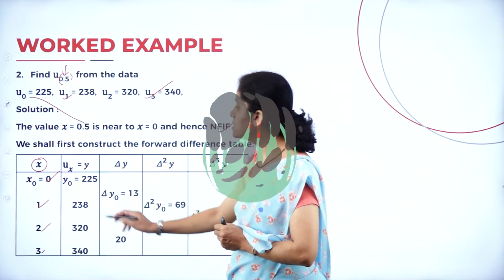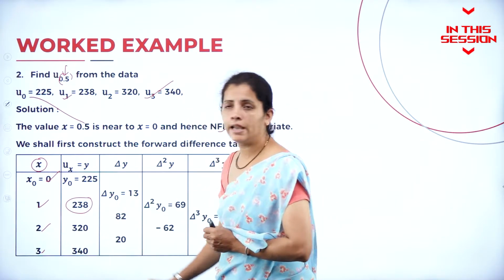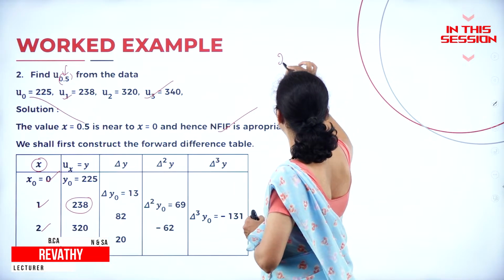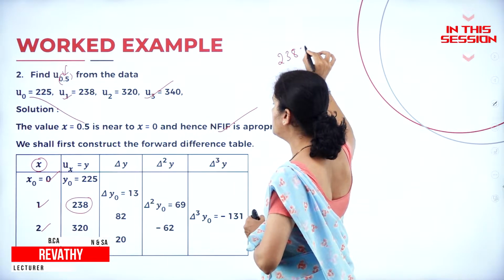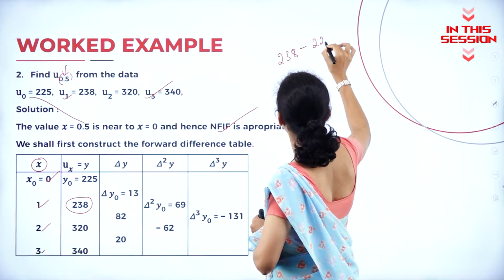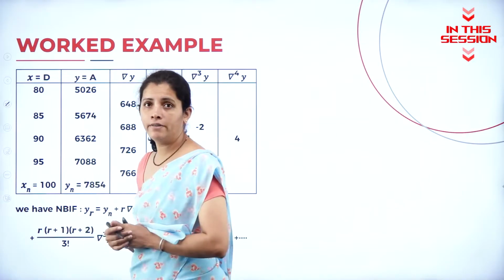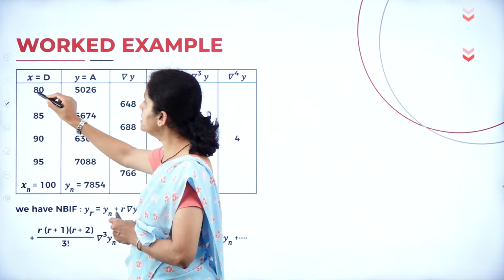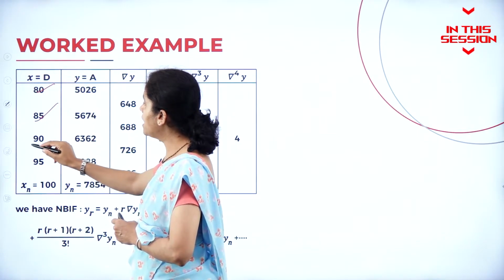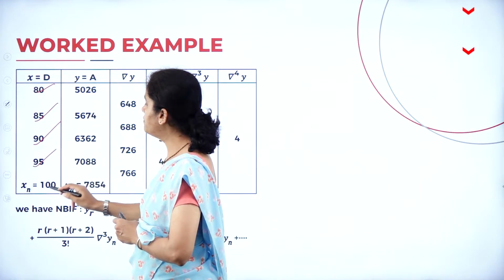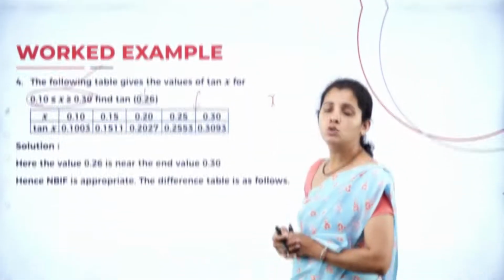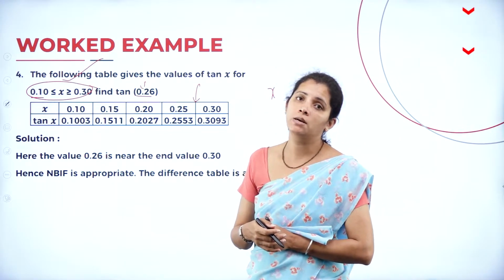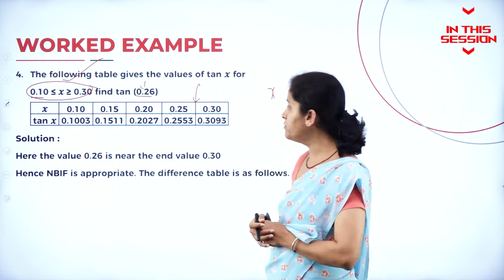Delta y in the sense what? I want to consider second element minus first value. So it is 238 minus 225. According to the given data, I constructed the table. So x is 80, 85, 90, 95 and 100. So what kind of interpolation formula am I going to use here? That's nothing but the forward interpolation formula.